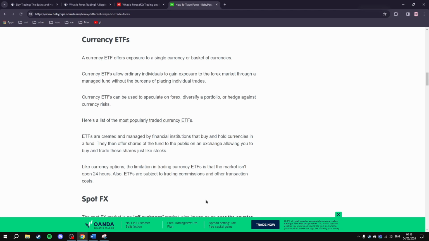Currency ETFs can be used to speculate on Forex, diversify a portfolio, or hedge against currency risks. Here's a list of the most popular traded currency ETFs.